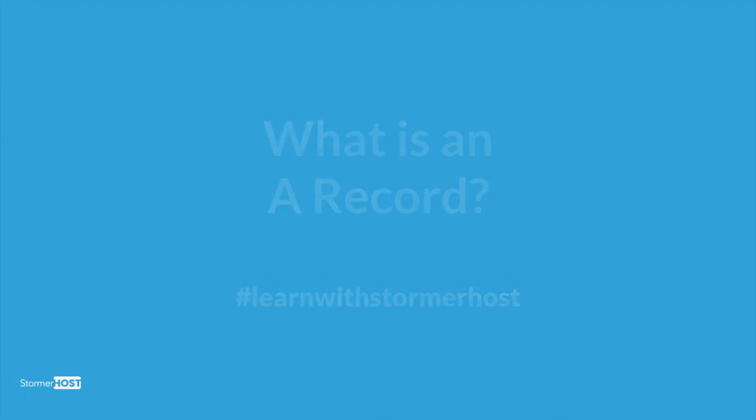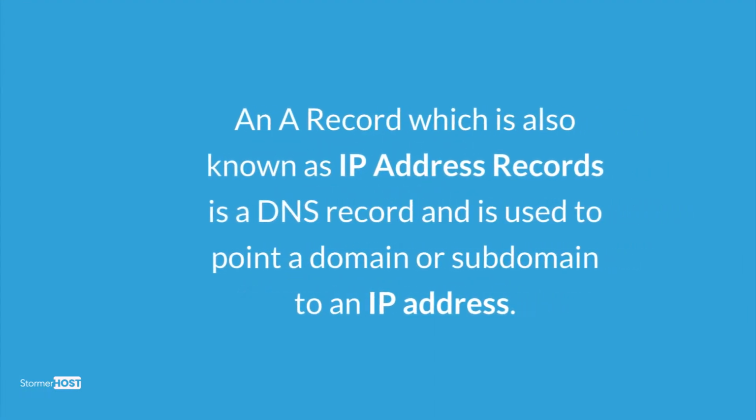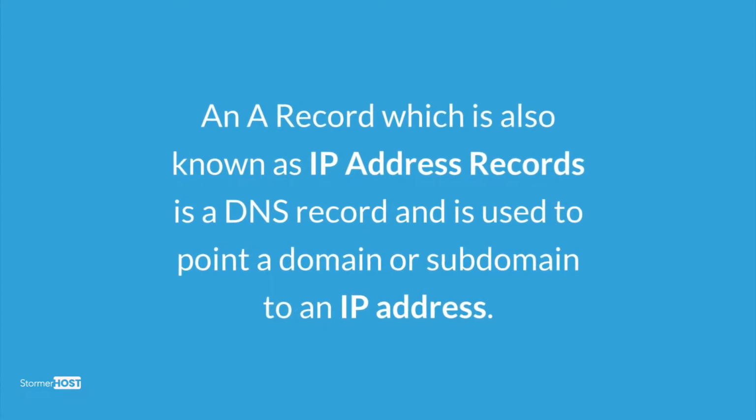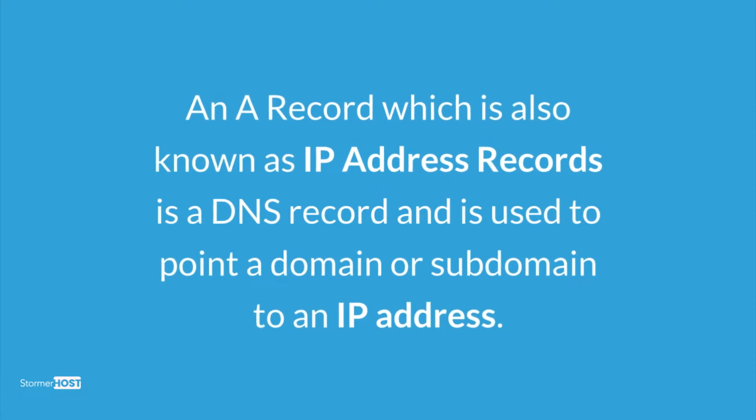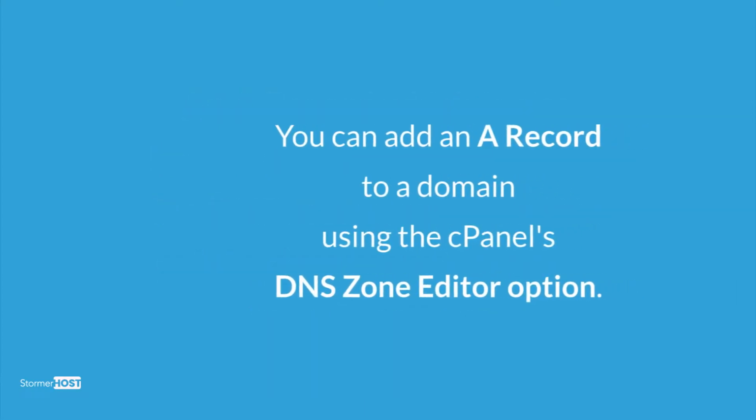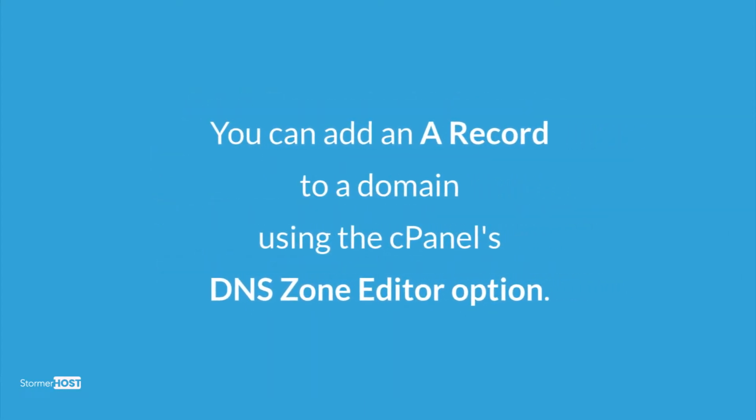First of all, an A record, which is also known as IP address records, is a DNS record and is used to point a domain or subdomain to an IP address. You can add an A record to a domain using the cPanel's DNS Zone Editor option.